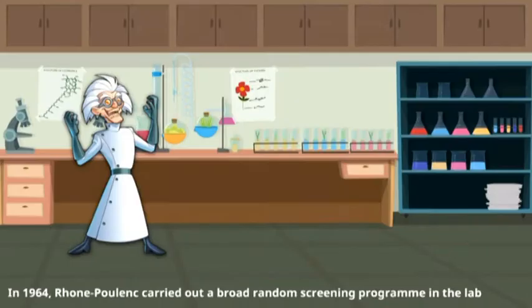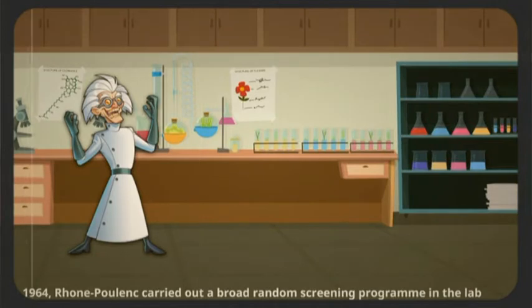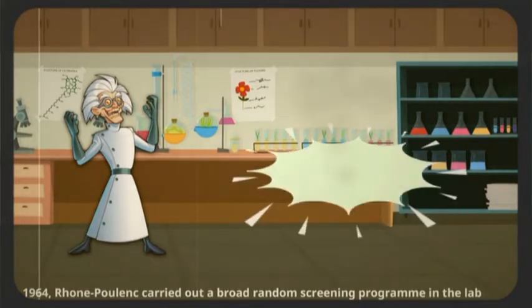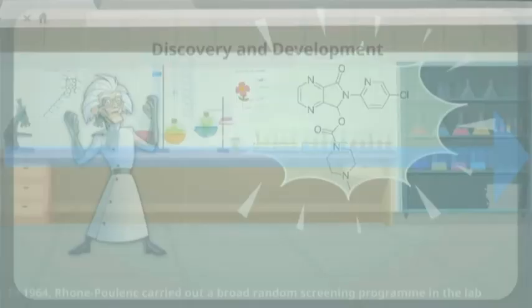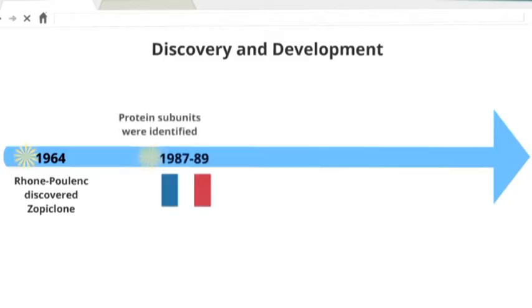In 1964, Rhône-Poulenc carried out a broad random screening program aimed at the search of anxiolytics. From their 3,000 lead compounds screened, they discovered zopiclone, a cyclopyrrolone hypnotic. Zopiclone was the first compound developed which is chemically unrelated to benzodiazepines, yet binds with high affinity to benzodiazepine receptors.